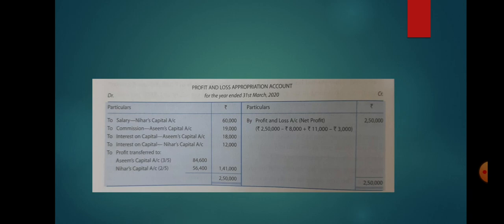Then the amount which is deducted is 8 lakh, that is interest on loan which is given by the partner to the firm, 1 lakh rupees. On that, 8% interest is to be charged. And then next, the amount of rupees 11,000 is added, that is the amount which you can see is given in the question.